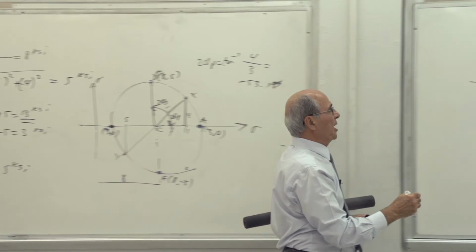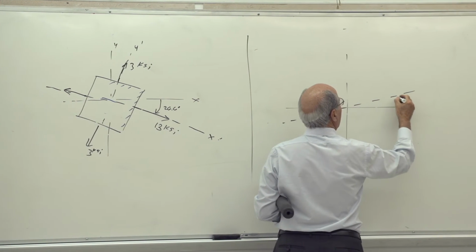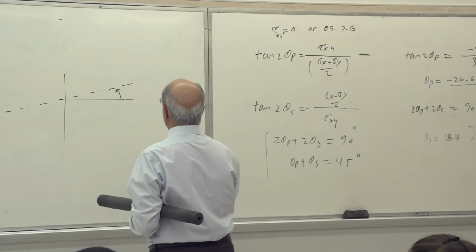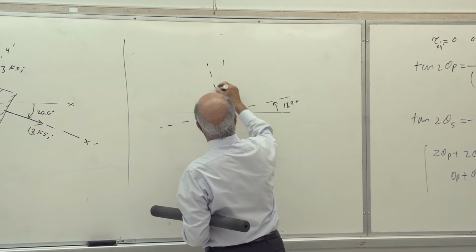Now we're going that way, the same way. So therefore, here we go. This time we have to move upward. How many degrees? We have to go 18.4, correct? Very good. And so that becomes the direction of your maximum shear.